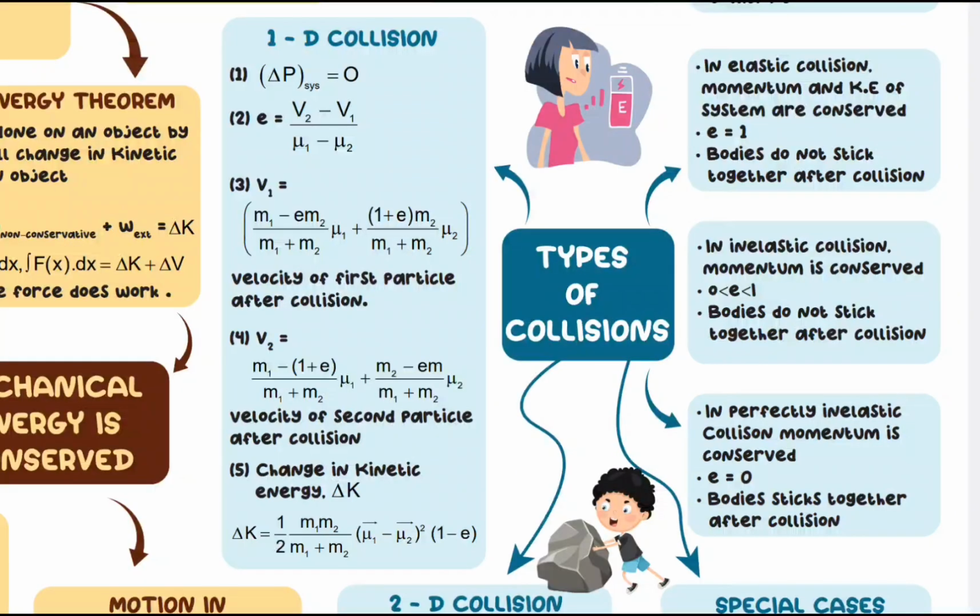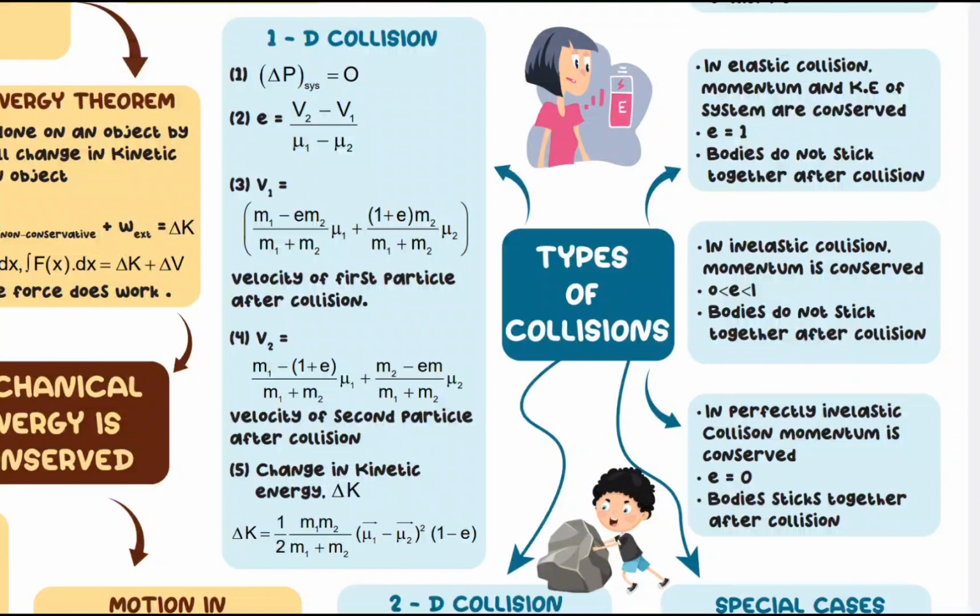In elastic collision, momentum and kinetic energy of the system are conserved. E equal to 1, bodies do not stick together after collision. In inelastic collision, momentum is conserved and E is between 0 and 1. Bodies do not stick together after collision. In perfectly inelastic collision, momentum is conserved. E equal to 0, bodies stick together after collision.